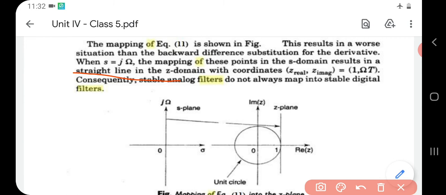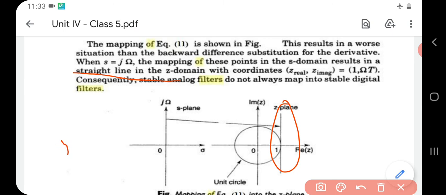That is, when we are mapping from s plane to z plane, instead of circles, we are getting straight lines. Hence, it is not possible to maintain the stability of filters. That is, it is not possible to convert a stable analog filter to a stable digital filter. So that type of mapping from stable form to stable form is not possible. So the backward difference method is the most suitable one for mapping from S plane to Z plane, or for converting a stable analog filter to a stable digital filter.